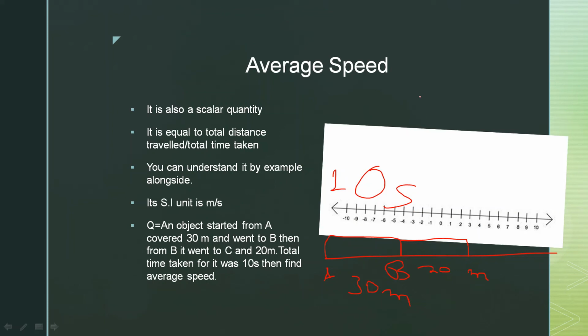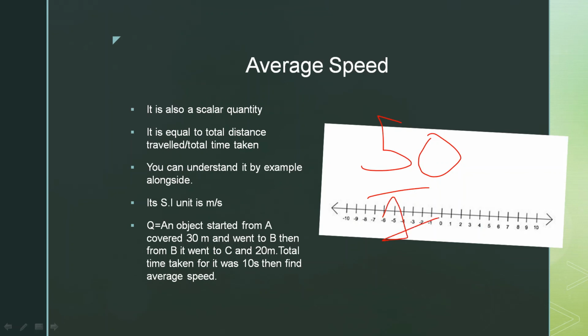I'm calculating it here. So total distance will be 30 plus 20 equal to 50 meters, and time taken is 10 seconds. So average speed will be 50 by 10 equal to 5 meter per second.